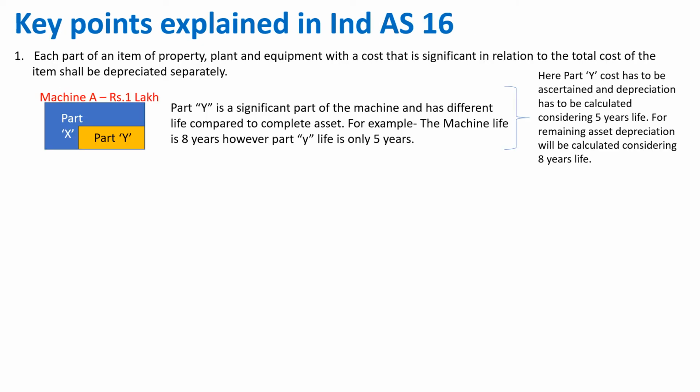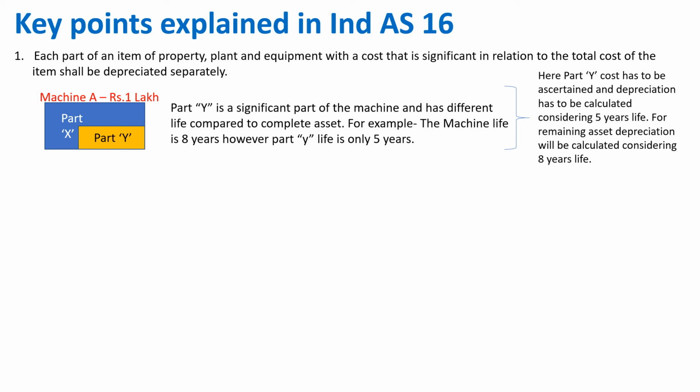So now we will focus on the key points defined under Ind AS 16, what we need to take care of when we calculate depreciation. The first one talks about each part of an item of property, plant and equipment with a cost that is significant in relation to the total cost of the item shall be depreciated separately. What it explains is that if you have a bulky or big asset and you feel that one portion of the asset can be componentized, that means treated as a separate asset and not part of the complete asset because it has a different economic life, then you can segregate these into two parts and depreciate differently.